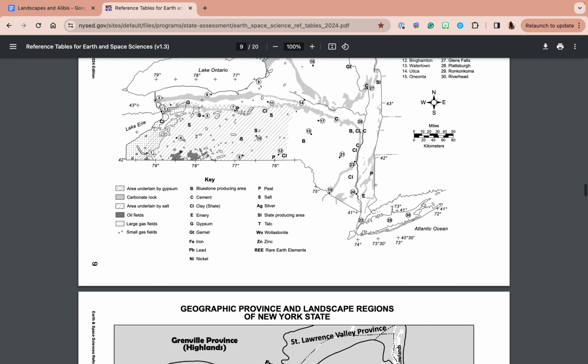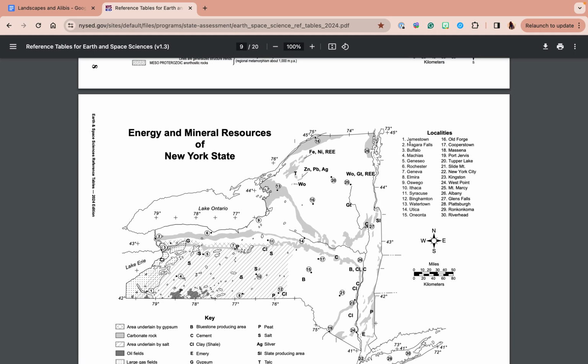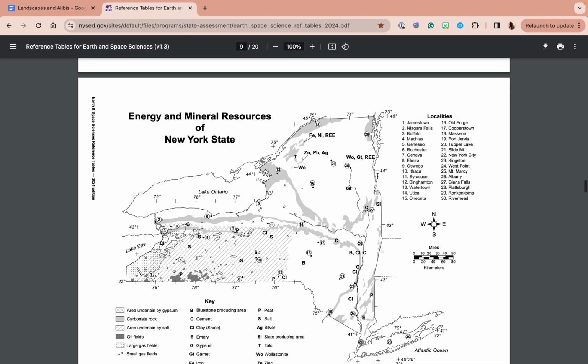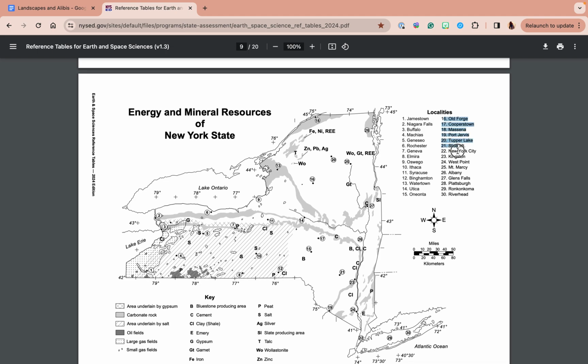So what I'm going to do is look around for Plattsburgh on my energy and mineral resources on page 9. There's Plattsburgh, 28. I'll look around a little bit. It's 20, 25, 28. There's 28. Plattsburgh is right up here. This is the area we're looking for.